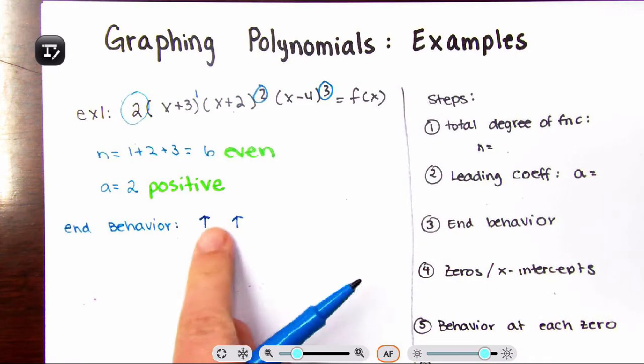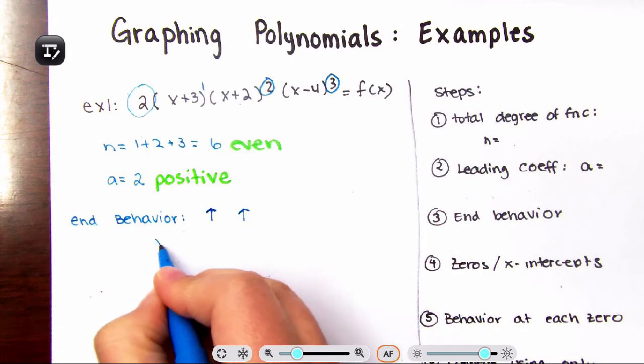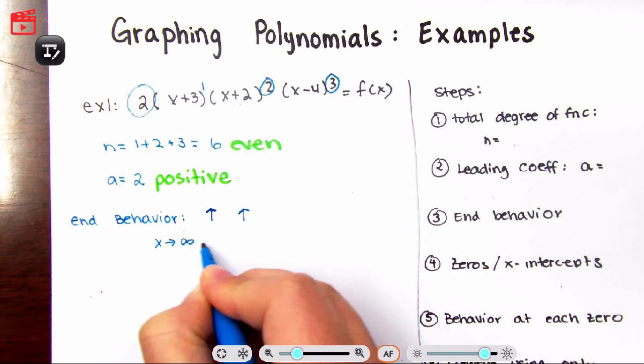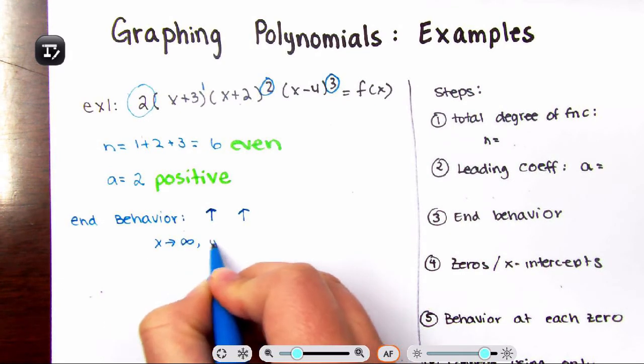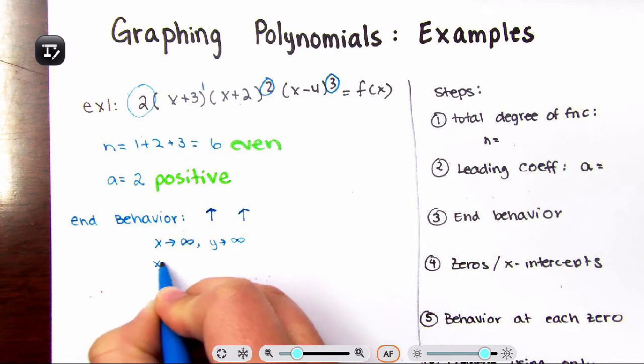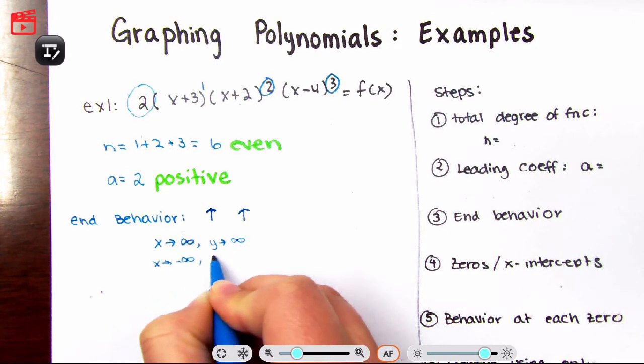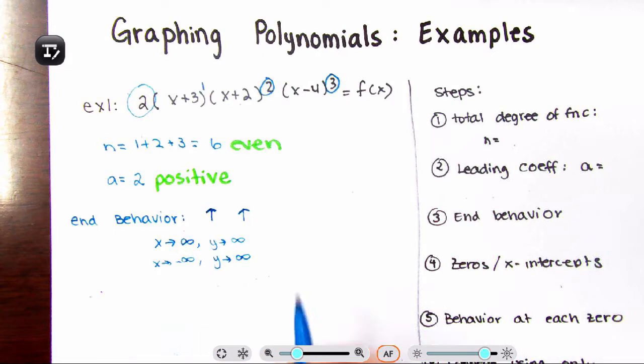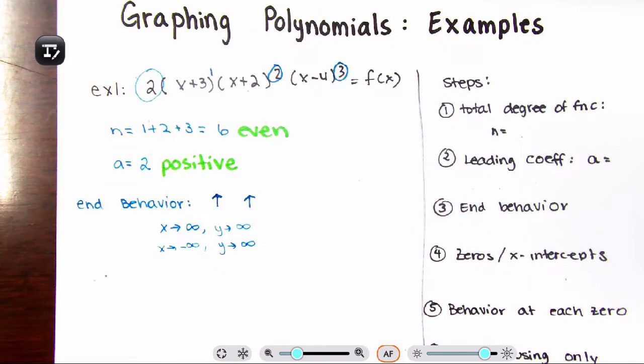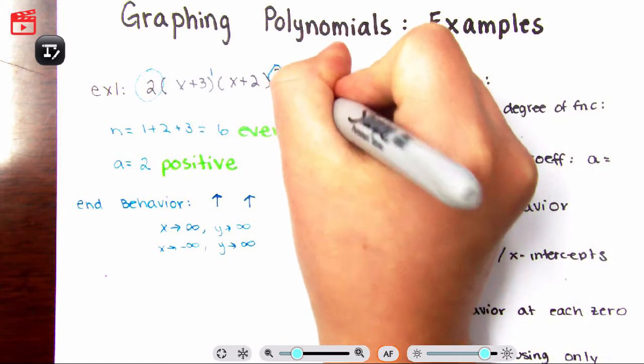And honestly, for end behavior, I just do this. As x approaches infinity, y is also going to be approaching positive infinity. And as x approaches negative infinity, y is going to be approaching positive infinity. So both of them are going up. Once we have our end behaviors, we're going to identify our zeros. Now, this is what I recommend doing for zeros. Every x that you see, you're going to draw an arrow.